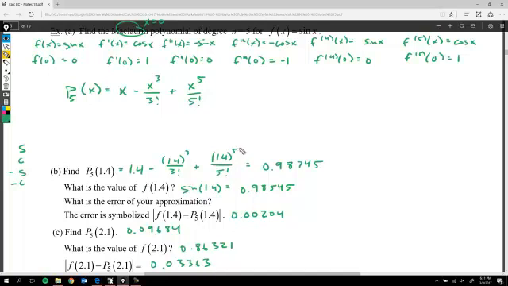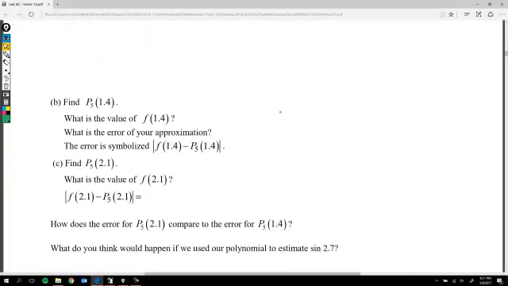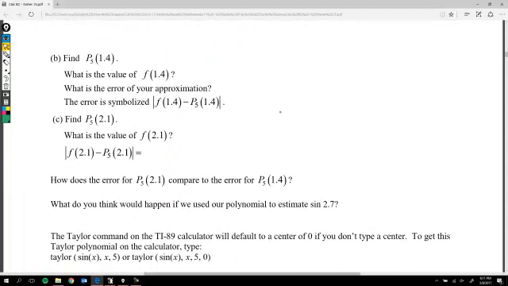0.03363. Okay, and something that I notice is that the error of my estimate at 1.4 is much smaller than my error at 2.1, right? And that makes sense because 1.4 is closer to my center. Just like in that graph that we looked at the very beginning, the closer you are to your center, the better of an estimate or approximation it's going to be. So here my error is much larger.